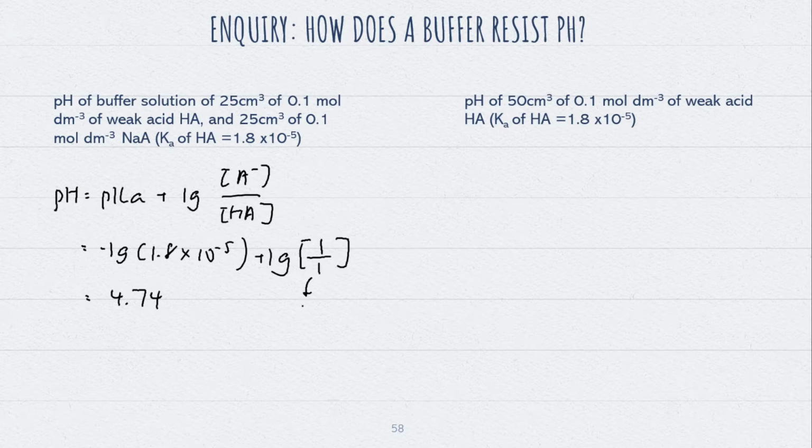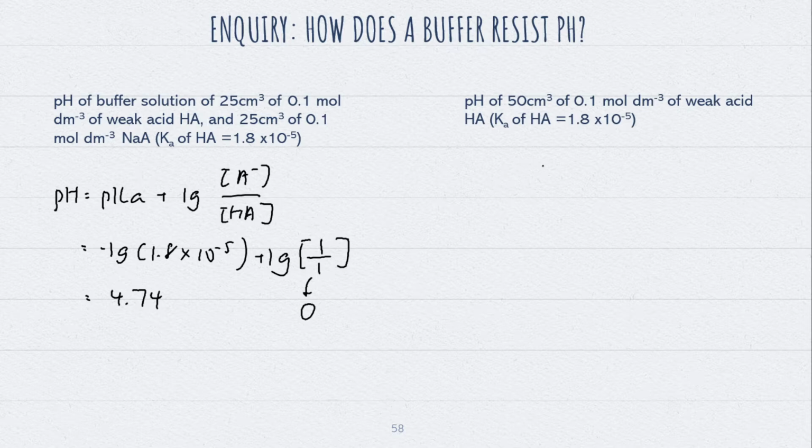So I'll just put it here to remind you all. If they have equal concentration, it will be log 1, which is 0. Let me just check my numbers first. Yeah, 4.74. On the other hand, now we are on the topic of weak acid.